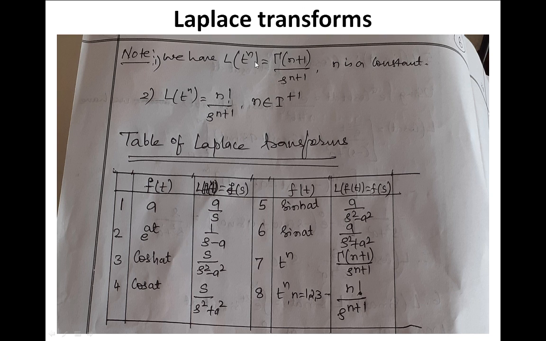Next, come to t to the power n, some arbitrary algebraic term, like t square, t cube, t to the power 4, like this. Therefore, L of t to the power n is equal to gamma of n plus 1 divided by s raised to n plus 1, where n is a constant. For any constant. If n is a positive integer, it is n factorial divided by s raised to n plus 1. To get the summary of the terms, I have taken the example in this manner.